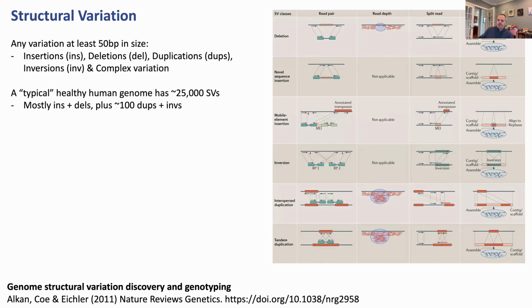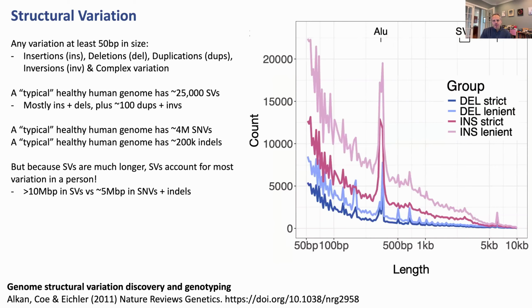Now, if you reflect on this, you might think, okay, that's exciting. But a typical healthy human genome has on the order of a few million SNPs and a few 100,000 indels. You might think, oh, there are many fewer of these structural variations, so maybe they're not so important. But it's the complete opposite, right? Because these structural variations are much larger by definition.